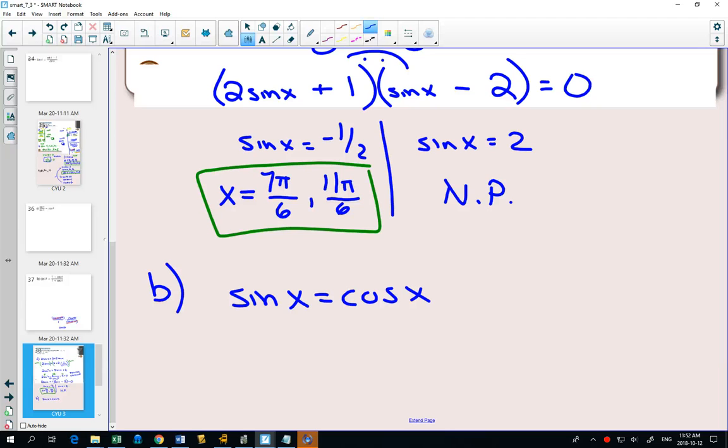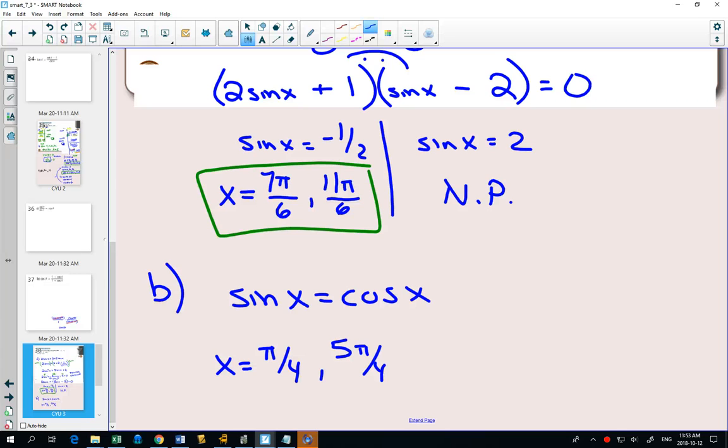So there are two strategies we could use to solve this one. One, you could just use your knowledge of the unit circle. When is the x coordinate and the y coordinate the same? Pi over 4. Anywhere else? 5 pi over 4. Good. So you could just use your knowledge of the unit circle and be done, because they both have to be the same. They can both be negative or both positive.